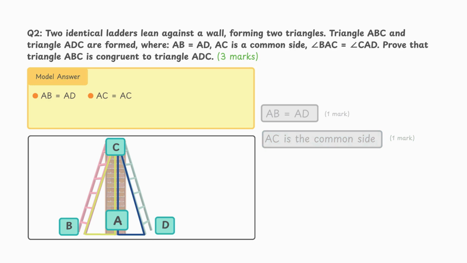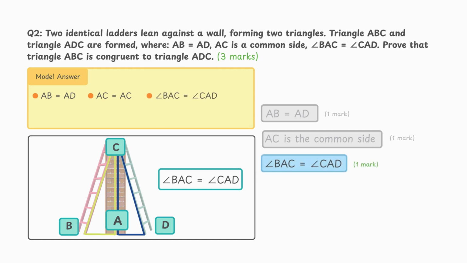Now look at the angle between these 2 sides. We are told that angle BAC equals angle CAD, so the angle between AB and AC is equal to the angle between AD and AC. This is very important because it is the included angle. This earns the 3rd mark.